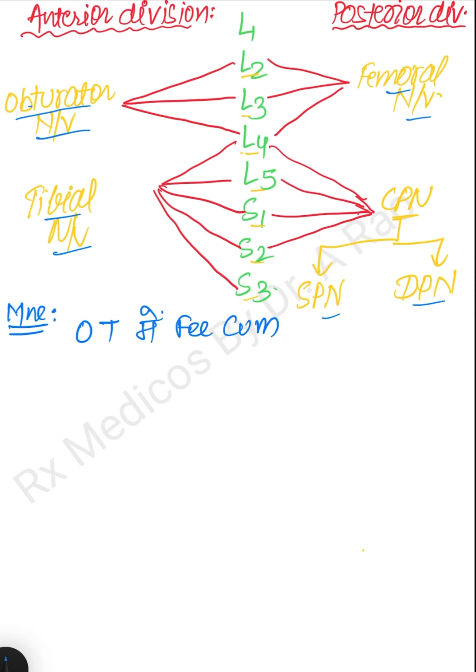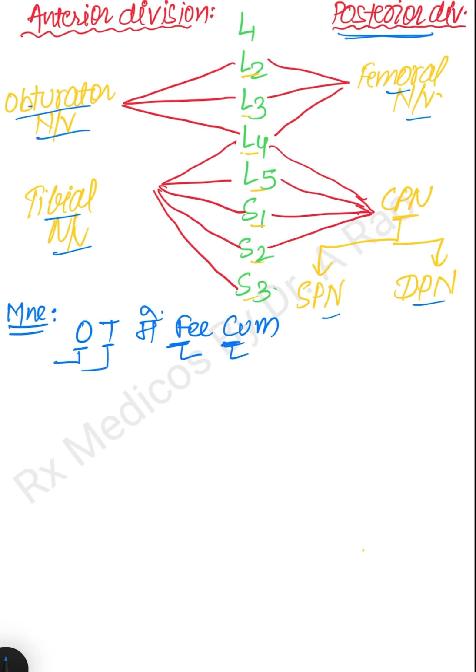When we are talking about the concession of fee, we have to go through the back door, and back door means the posterior side. So from the posterior division, the femoral nerve and the common peroneal nerve are going to arise, and from the anterior division, the obturator nerve and tibial nerve are going to arise. So that is the basic simple mnemonic made by me for you guys, so that all things become separate and you do not have to mug up all these things.